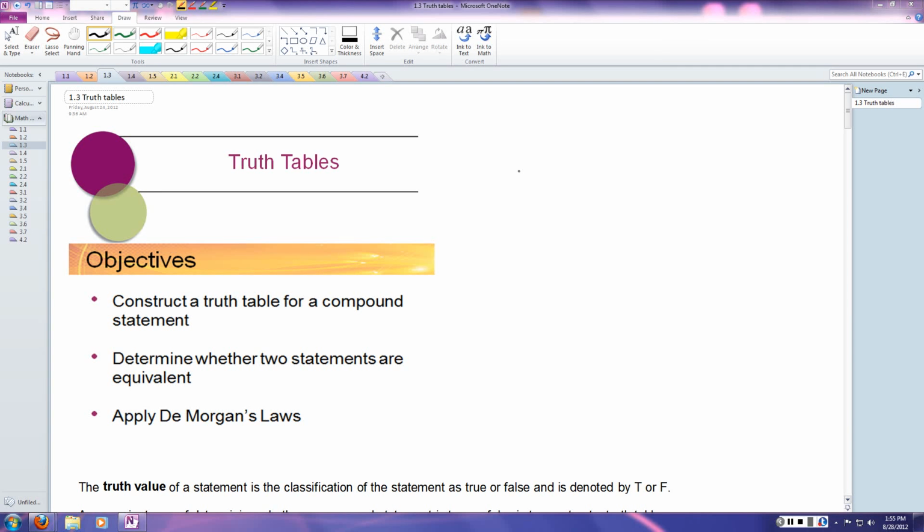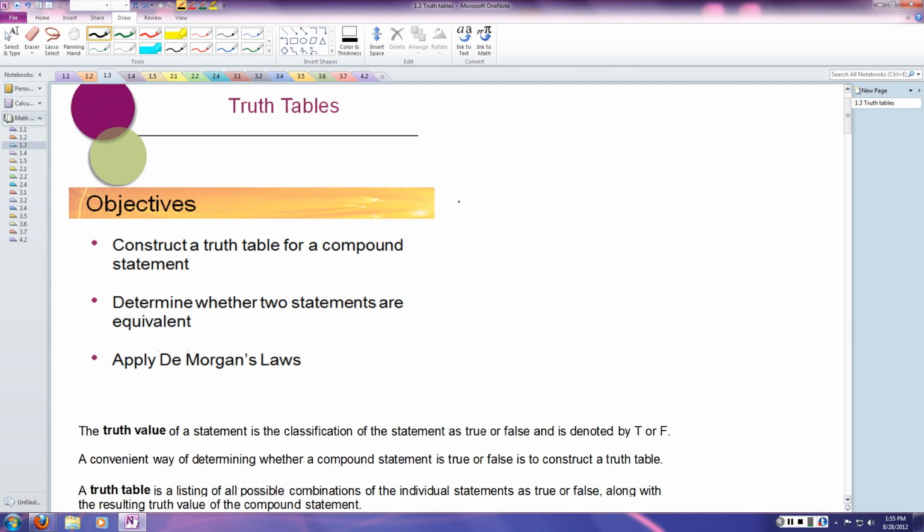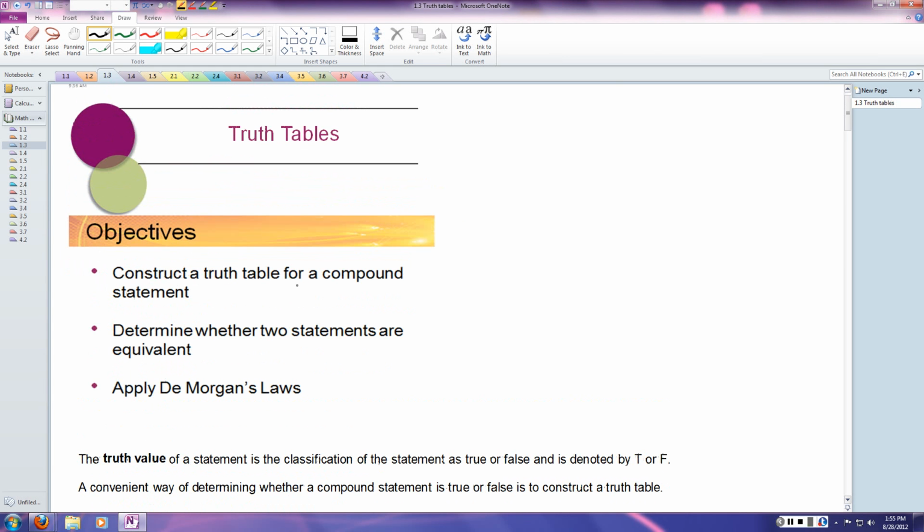So we're going to talk about truth tables, and we're going to do some examples of truth tables, and we want to focus on the objectives of constructing a truth table for a compound statement. Determine whether two statements are equivalent. So to do that, we're going to look at their truth tables, and then we're going to apply De Morgan's laws to find a negation of a compound statement.